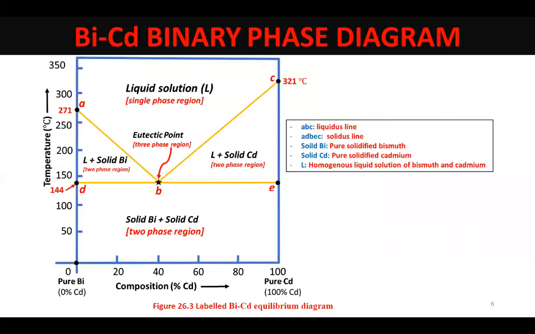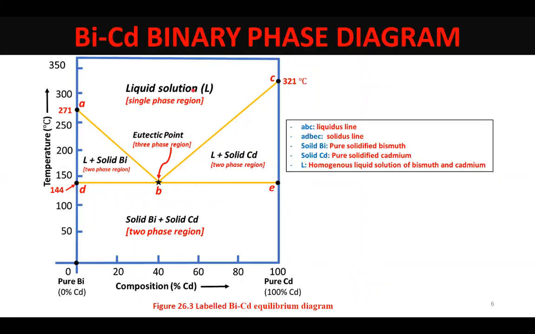So this is how it is. You can see ABC is the liquidus line. Then ADBEC is the solidus line, meaning anything below it would always be a solid. Then solid bismuth means pure solidified bismuth. This is pure solidified cadmium, and L means homogeneous liquid solution of bismuth and cadmium.